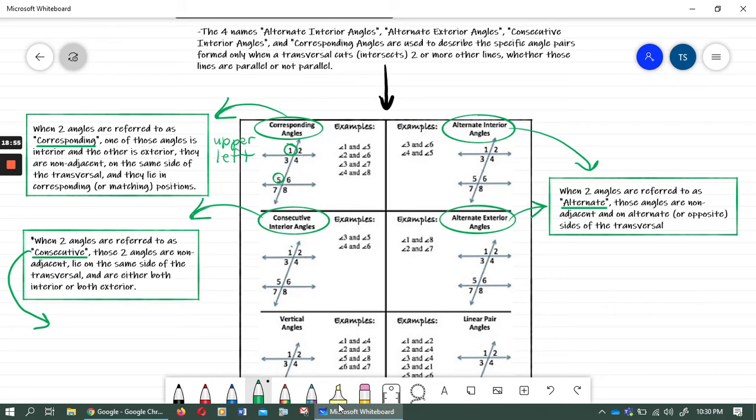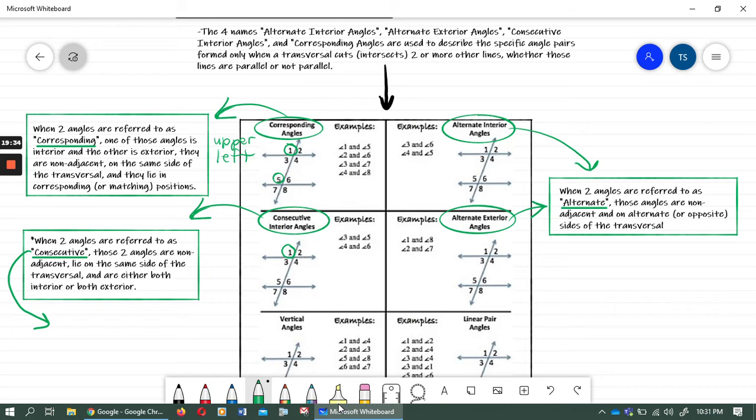For instance, if I picked an exterior angle here, angle 1, I said that they have to be non-adjacent. So what does that tell us? The only angle that's on the same side of the transversal and adjacent to this one is angle 3. So we're not talking about angle 3, because we said that it has to be non-adjacent. So we can't be talking about angle 3 or angle 2, because they're actually adjacent.